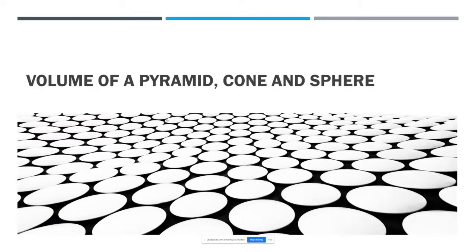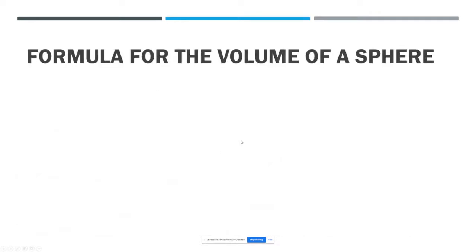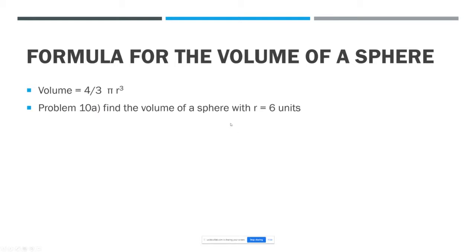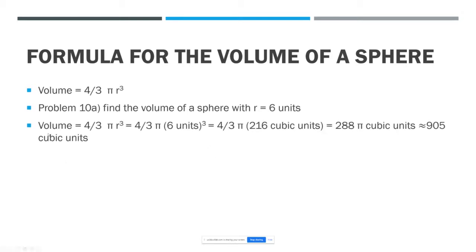We're going to do the volume of a pyramid, a cone, and a sphere. And we're going to start with a formula for the volume of a sphere. The volume of a sphere is 4/3 pi r cubed. And we're going to start with problem number 10a, where we find the volume of a sphere with a radius of 6 units. The formula for the volume, again, is 4/3 pi r cubed.